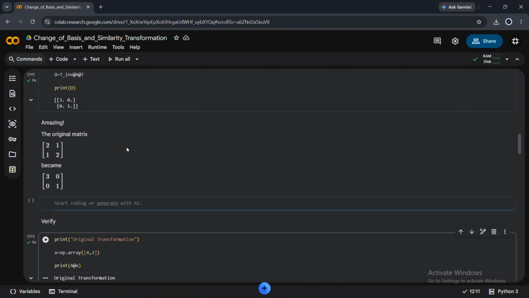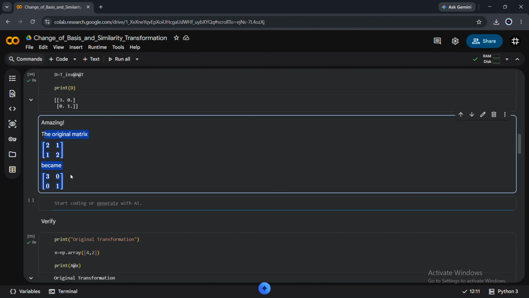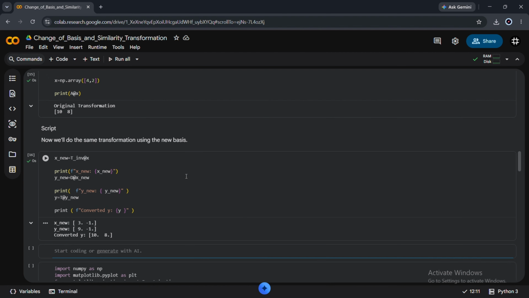The new matrix is diagonal, look here. And a diagonal matrix is much easier to work with. Instead of mixing coordinates, it simply scales each coordinate independently. This is why we often look for a basis that diagonalizes a matrix. Later, when we study eigenvalues and eigenvectors, we'll learn exactly how to find such a basis.